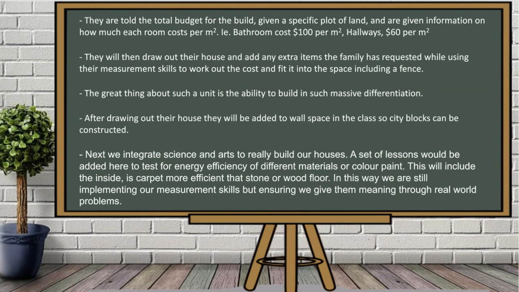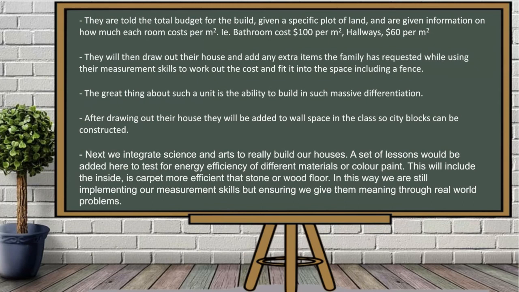So a set of lessons would be included here to test for energy efficiency for different materials or color paint. This would include the inside as well, so if the carpet is more efficient than stone or wood floor, etc. So here you would split students up into groups of 3 or 4 students, and each of them would look at one aspect of the build. So you'd have one group who'd be your wall group, and what they would do is they'd use maybe styrofoam walls or wood walls, and they'd measure the energy efficiency of the house.